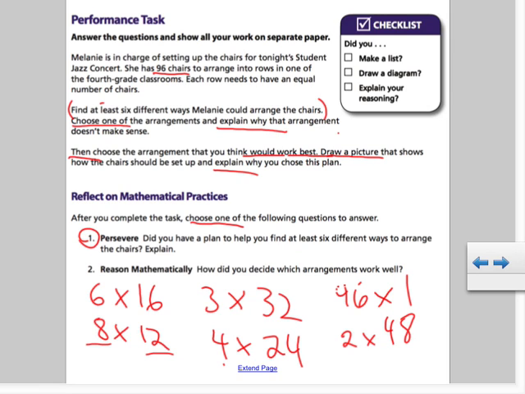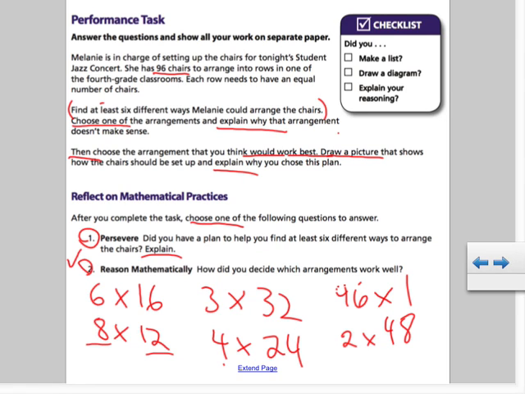Did you have a plan to help you find at least 6 different ways to arrange the chairs? Explain. Yes, we did have a plan. Reason mathematically. Make sure you explain what your plan was. How did you decide which arrangements work well? So how did you pick the good one, in other words? That one might be a little bit easier.